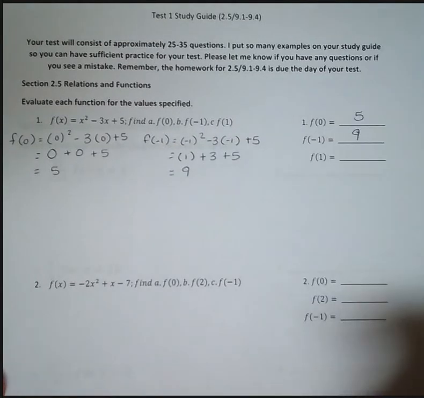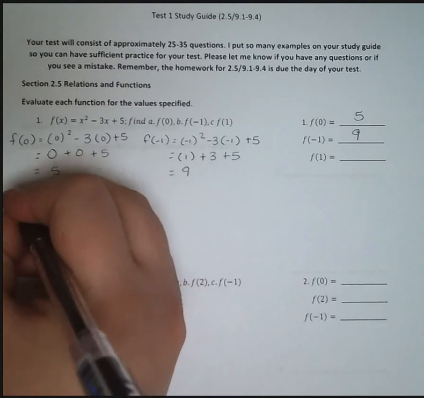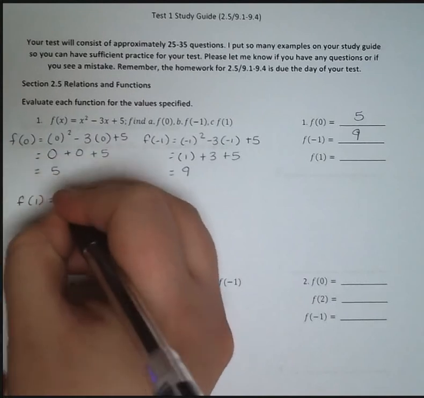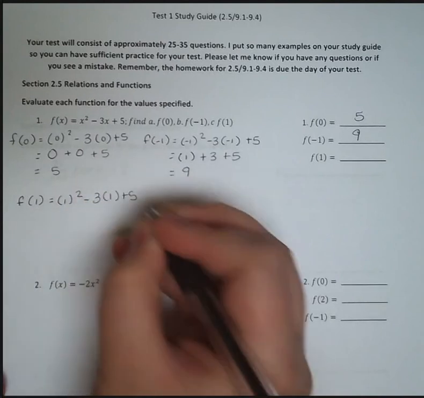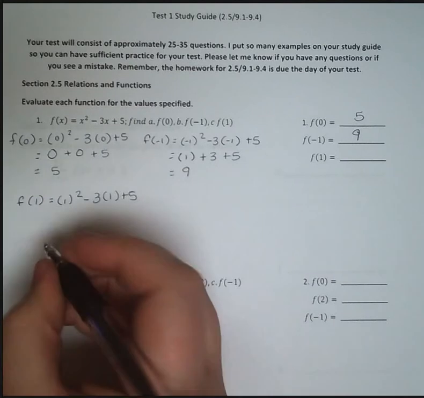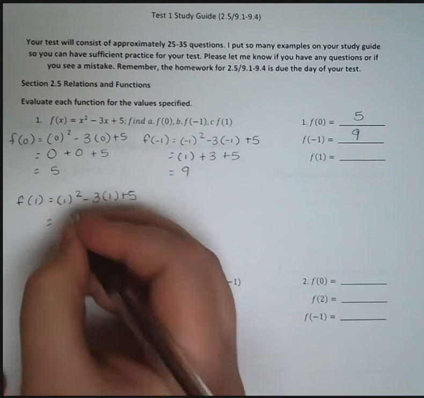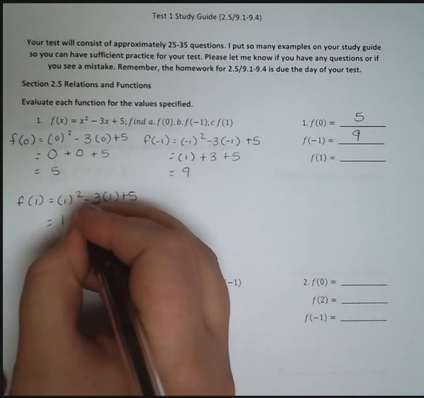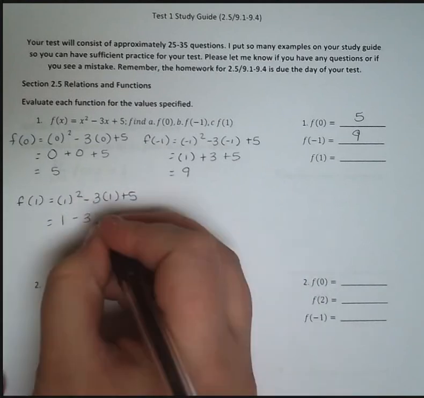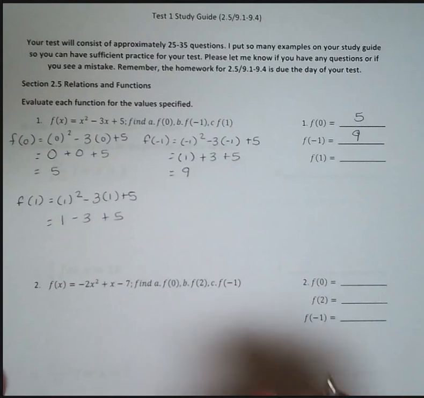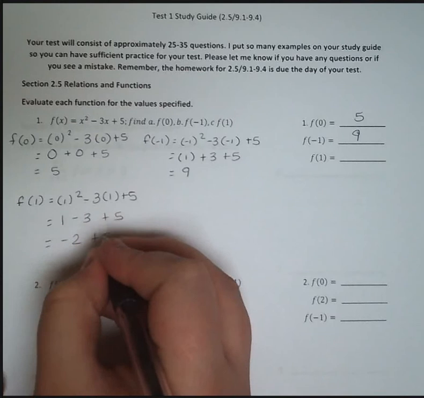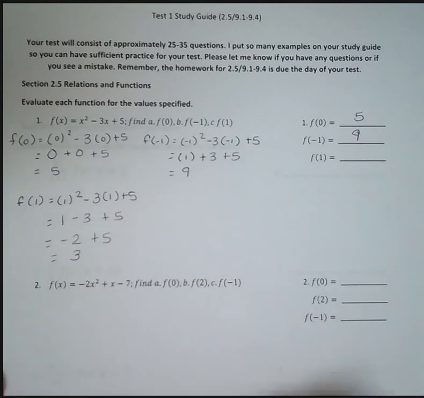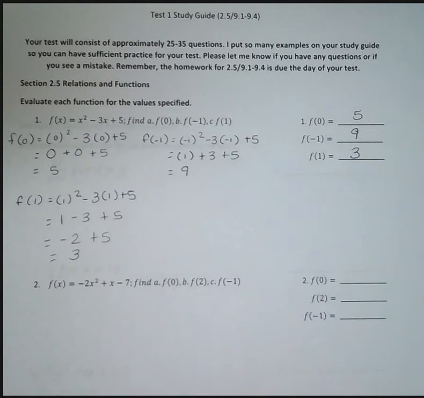And now we'll plug in f of +1. So that's 1 squared minus 3 times 1 plus 5. So +1 squared is 1. -3 times 1 is -3. Bring down your 5. So 1 minus 3 is -2. And then -2 plus 5 is a +3. Moving on to problem number 2.